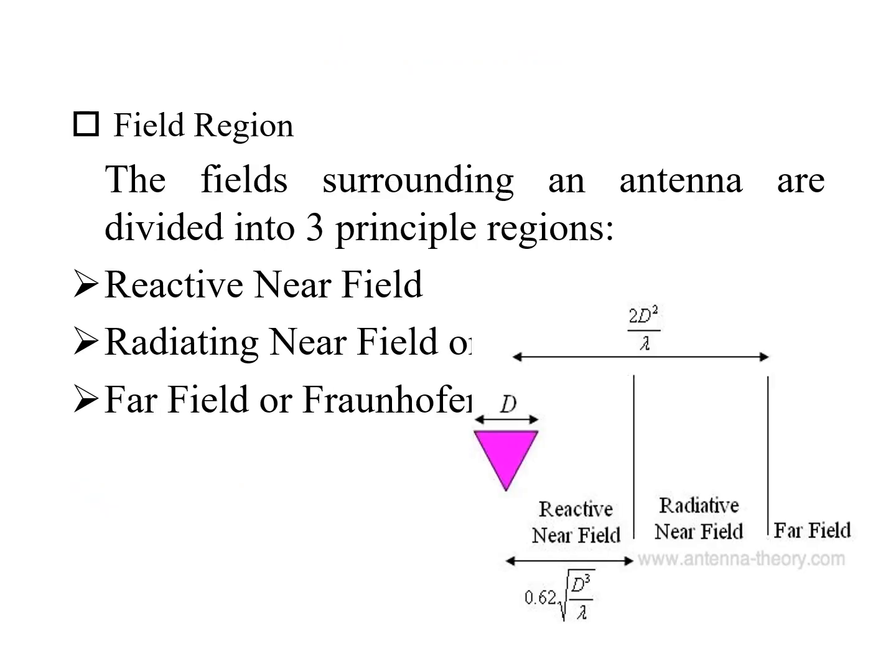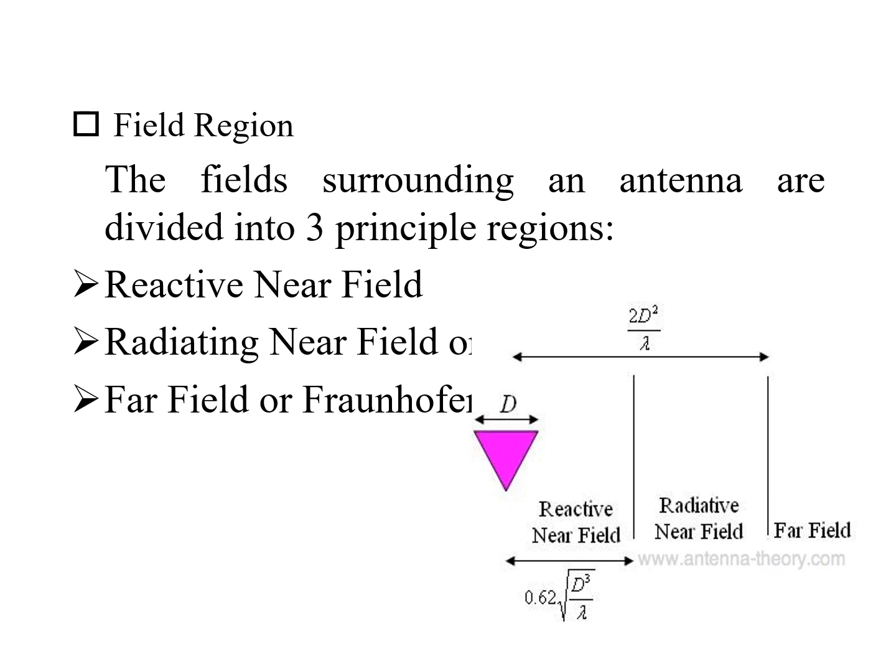See, there are three field regions for the antenna nearby, which depend upon the maximum dimension of the antenna. One is the reactive near field region, then the radiating near field region, also called the Fresnel region. And the third one is the far field, or Fraunhofer region. These are the three regions surrounding the antenna. Generally we take the far field region.